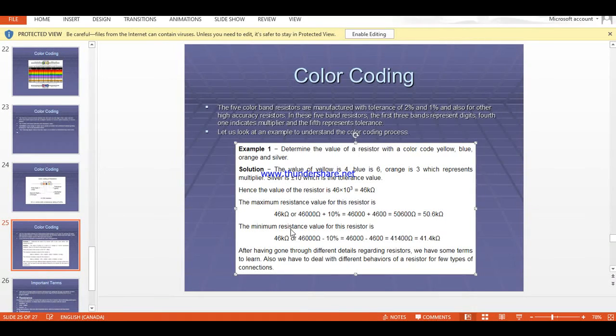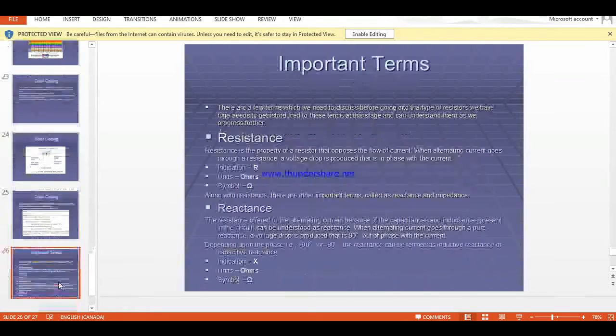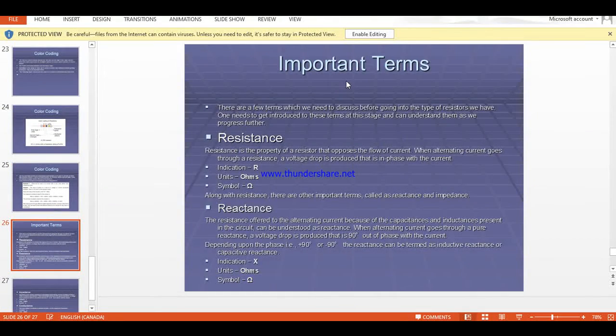Details regarding resistance. We have some terms to learn. Also, we have to deal with different behaviors of resistors for a few types of connections. Important terms for further discussing chapter 1. There are a few terms which we need to discuss before going into the types of resistors.